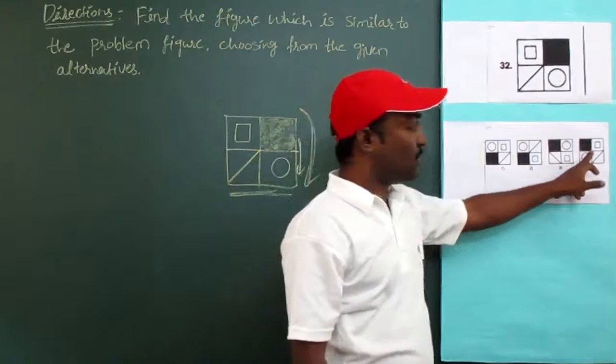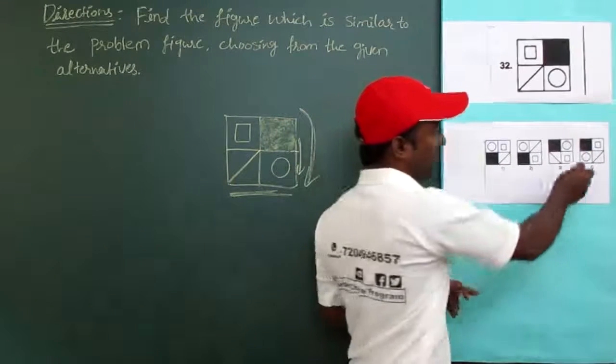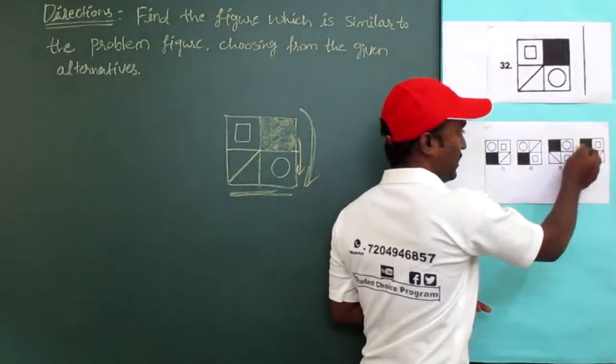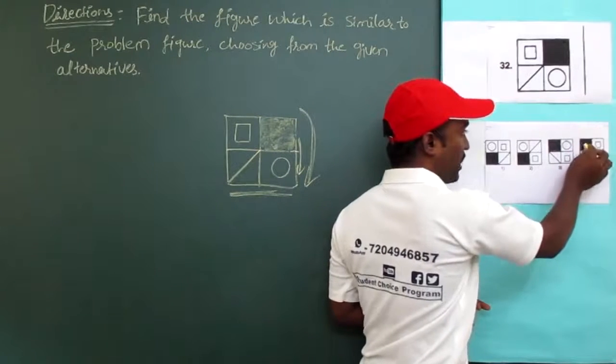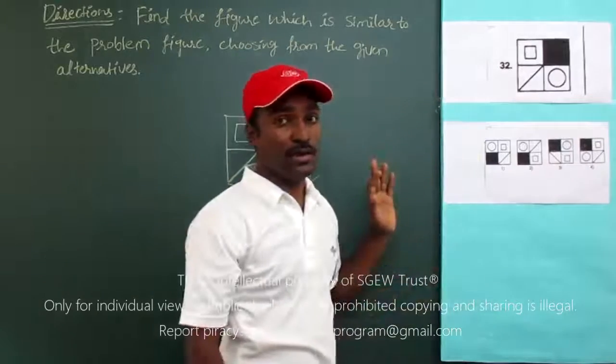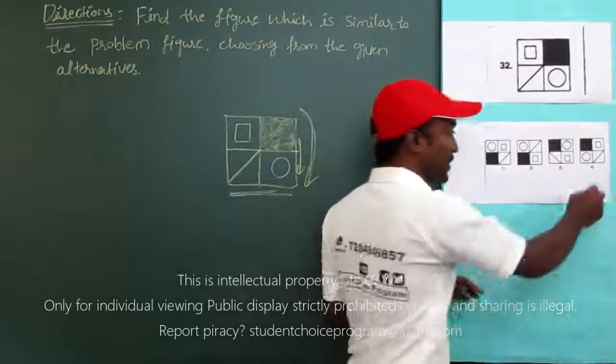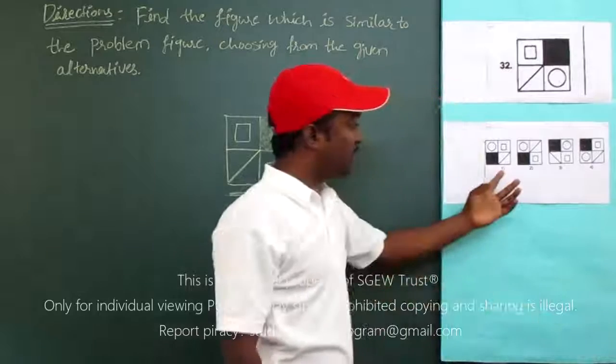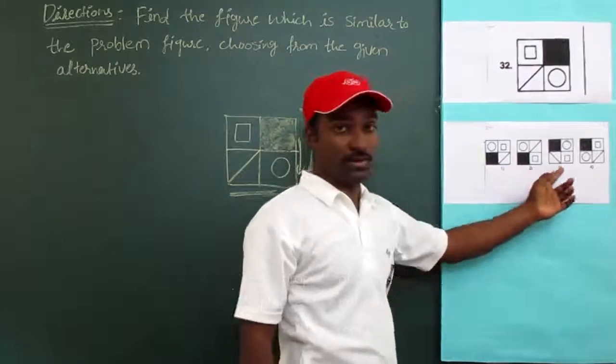Moving to the fourth option, after the colored portion you are getting a square. In the clockwise direction, if you see, after the colored portion I am having a square. So that will be the wrong option. So I will eliminate this option. Now I am left with only the first, second, third options.